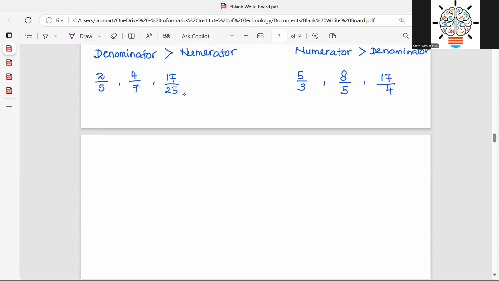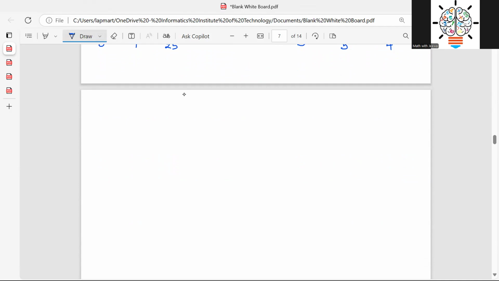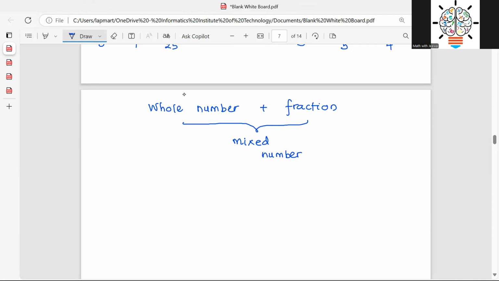So the next thing we want to discuss is mixed numbers. Let's say you have a whole number and a fraction together. Then we call it a mixed number. How are we going to write this mixed number, children? This is very important. Let's say, for example, you have 2 and 3/5, a whole number and a fraction. How are we going to write this? You write 2 here.